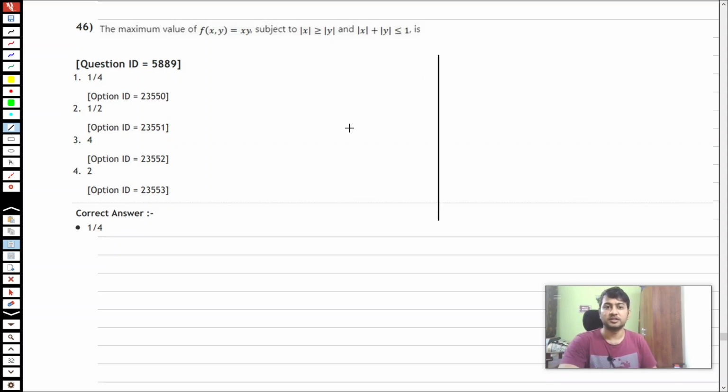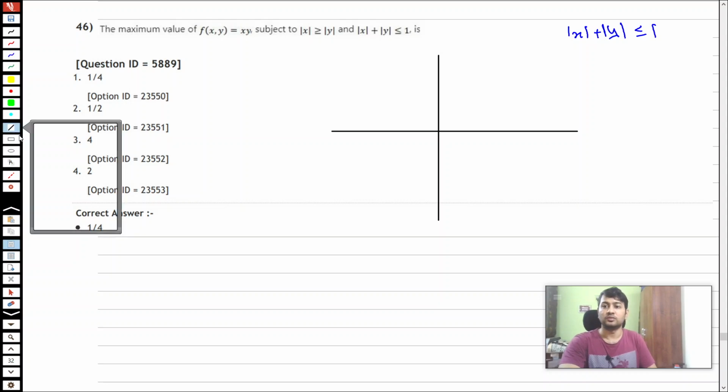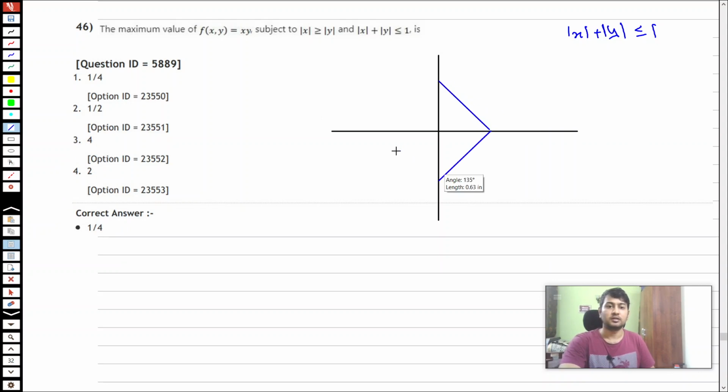So first I want to plot the feasible region. The feasible region will be given by, first of all, mod x plus mod y less than equals to 1. So for that I will have these 45-degree lines. If I draw these 45-degree lines, that is my mod x plus mod y less than equals to 1.